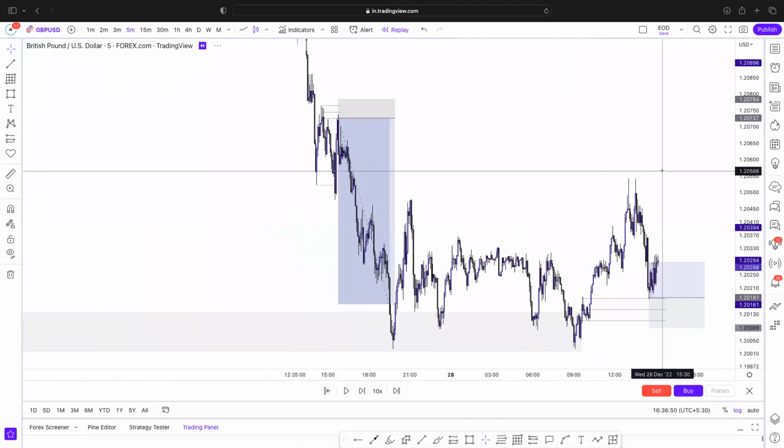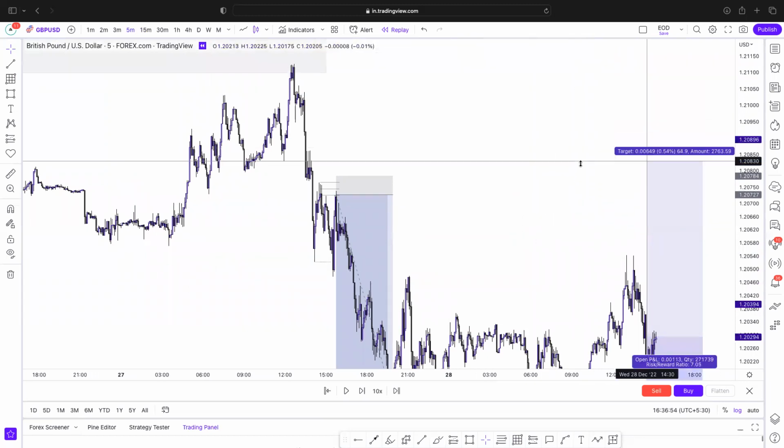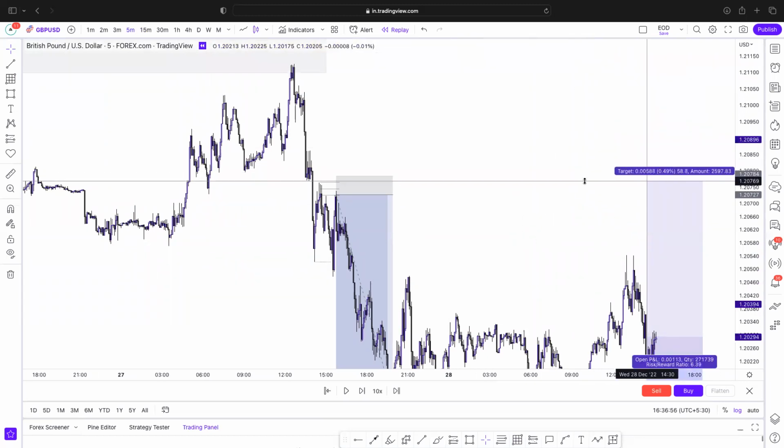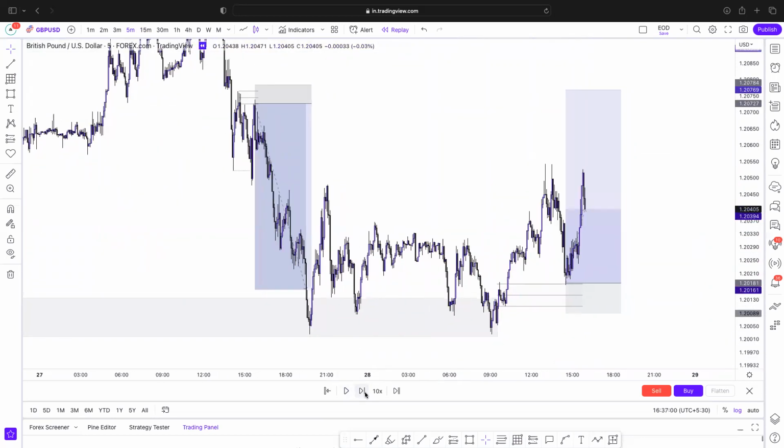9 pip stop loss, and you are targeting this weak high. You are targeting this weak high, or you can just target this. This was the last unmitigated zone. You can just target that. Whichever is comfortable for you.